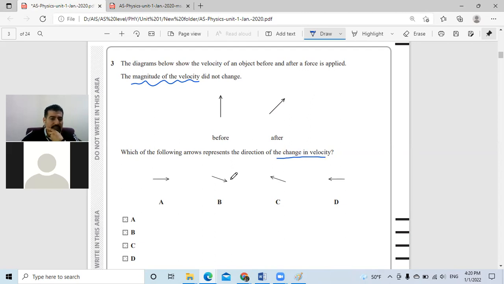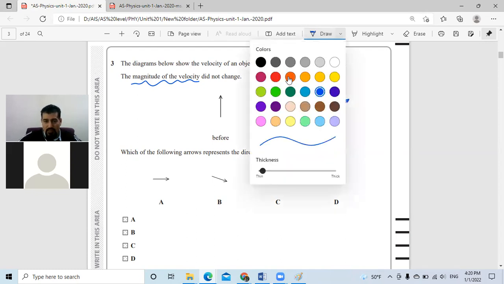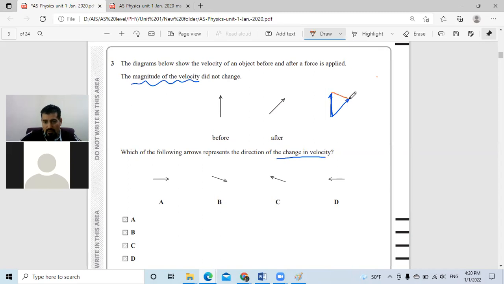Yes, change in velocity. Bravo. So the change in velocity, not the force. This is the original velocity, it was like this. This is the other velocity, it's like this, it doesn't change. So the resultant change in velocity is from here to here. This is our change in velocity.